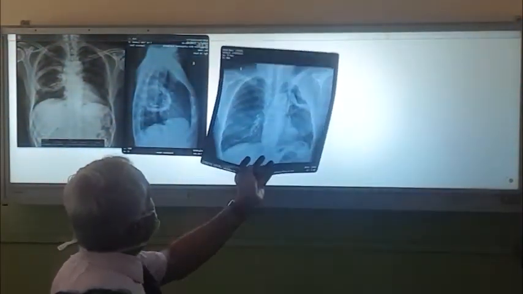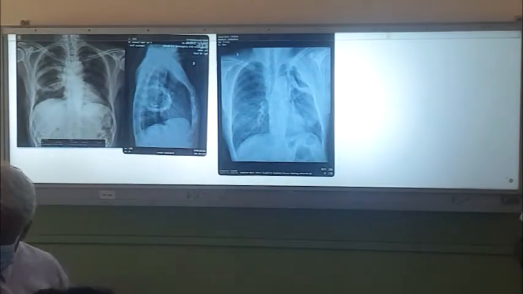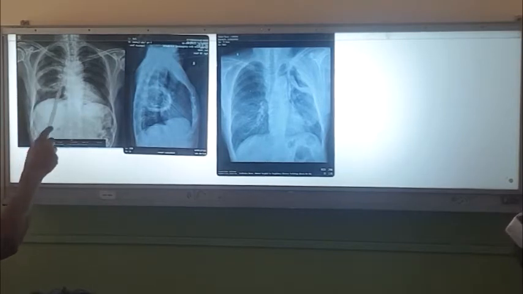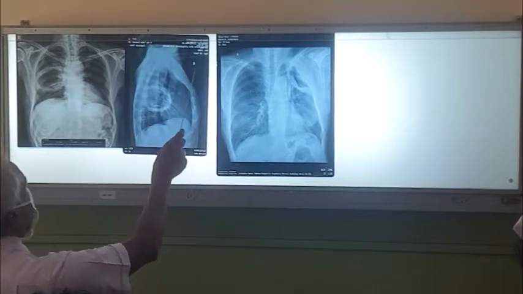So this shows some cavities, right? It's a digital film, well centered. It's a big thick wall cavity. You can do a lateral and see. They have done a right lateral here.